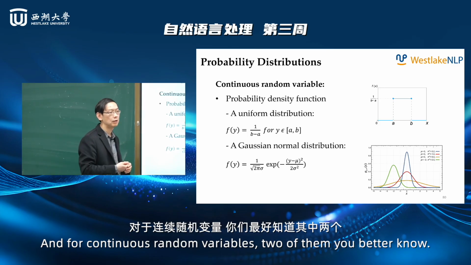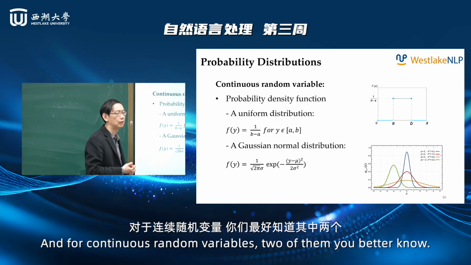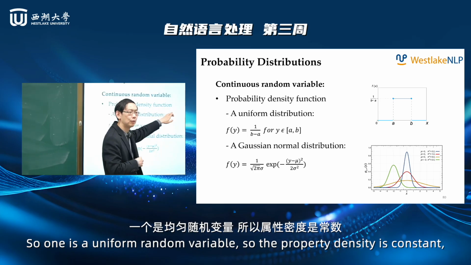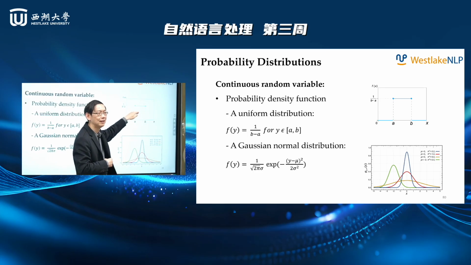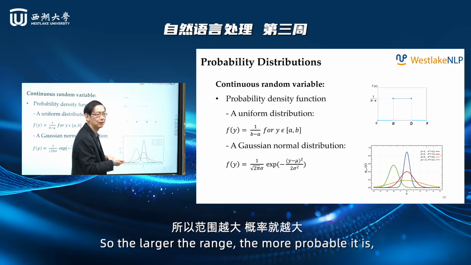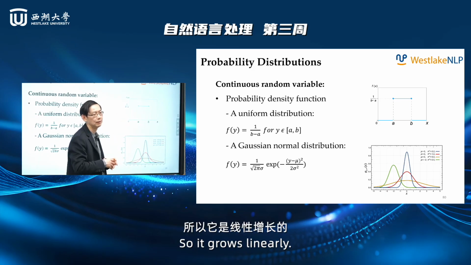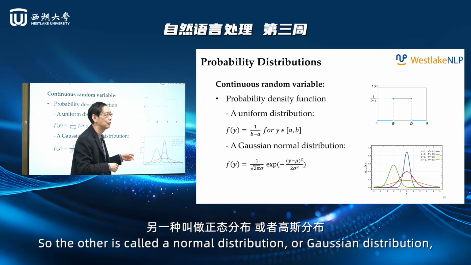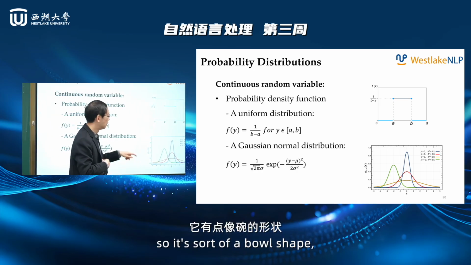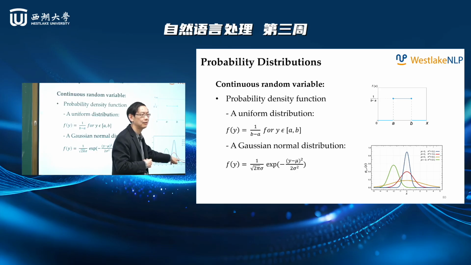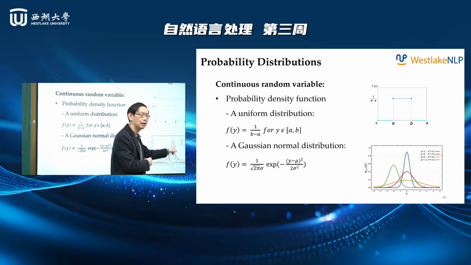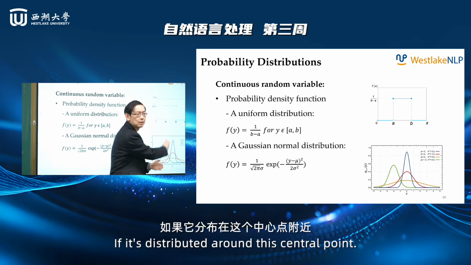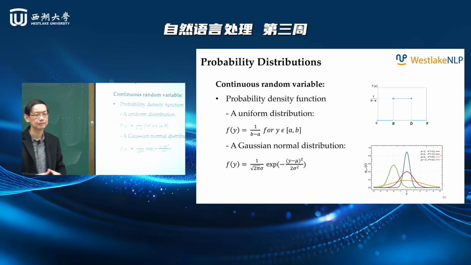And for continuous random variables, two of them you had better know. One is the uniform random variable, where the probability density is constant. So the larger the range, the more probable it is; it grows linearly. The other is called a normal distribution or Gaussian distribution. It's sort of bell-shaped. It has a central point, and it's most probable if the variable is distributed around this central point.